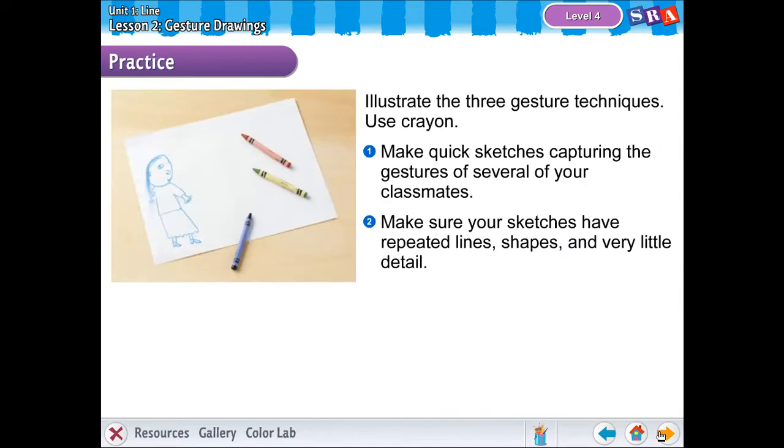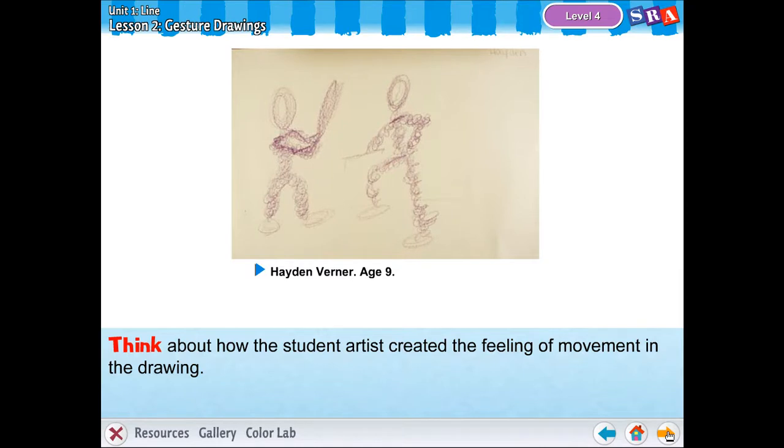So, for instance, if you were going to illustrate 3 gesture techniques, 3 movements, make a quick sketch capturing the gesture of several of your classmates or someone in your house. Make sure your sketch has repeated lines, shapes, and very little detail. See if we can figure out what body part is moving by repeating some of those lines over and over again. If you look at this picture right here, this is by an artist named Hayden Werner, who's 9 years old. Think about how the artist created movement in this drawing.